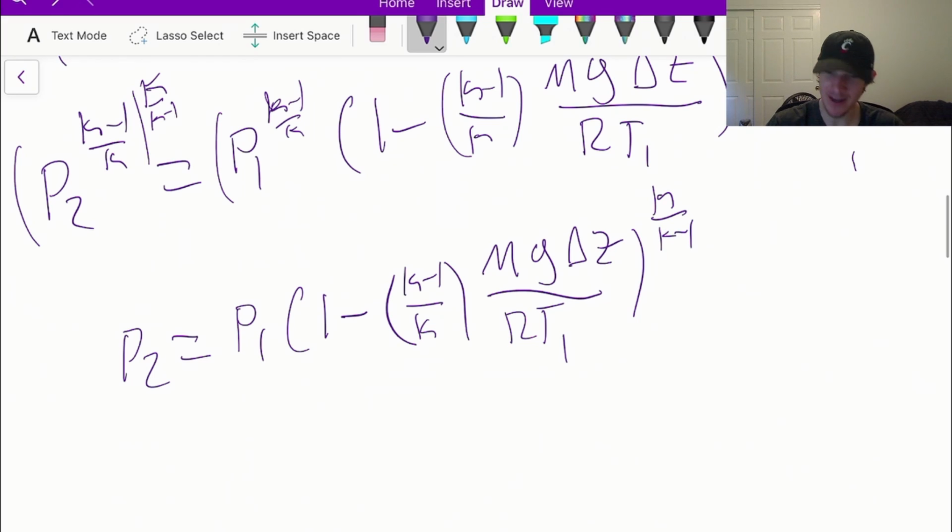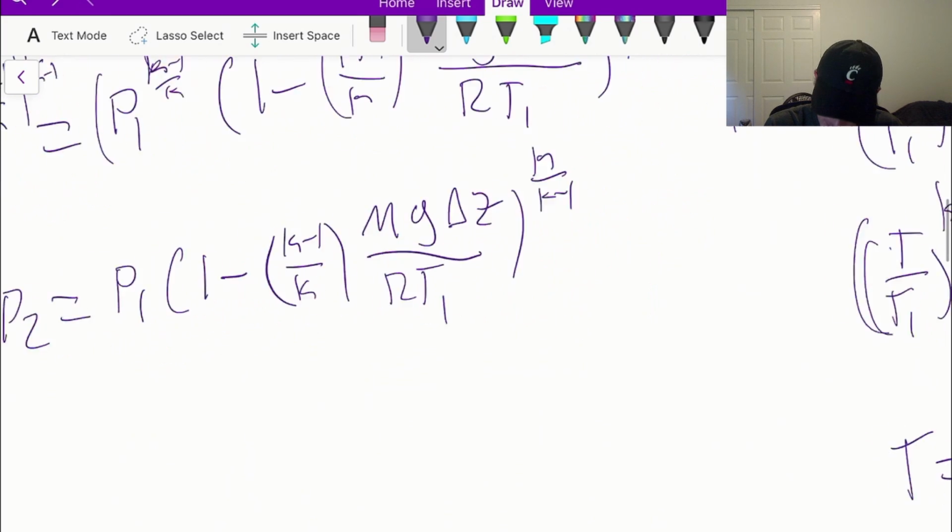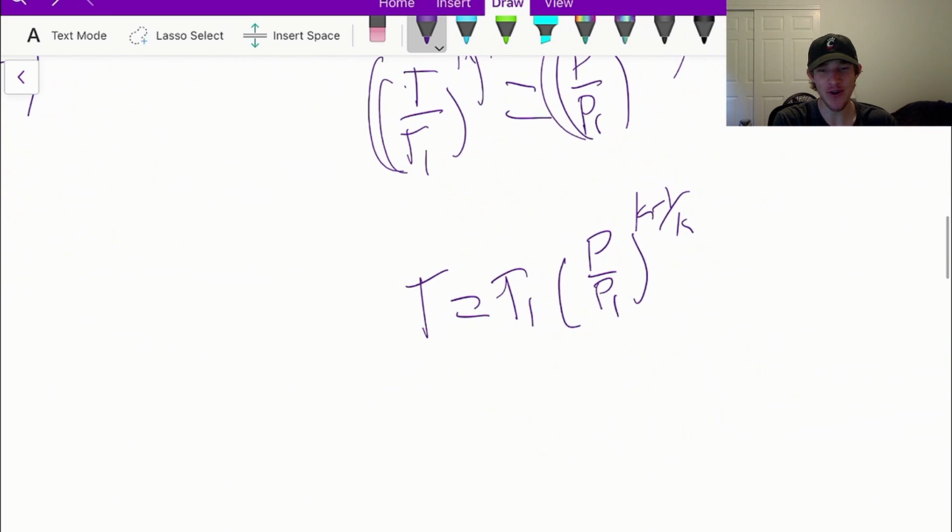over K minus 1. And there is the equation which relates the final pressure, assuming you know the change in altitude as well as initial pressure and initial temperature. But we want to get the equation for final temperature as well. And in order to do that, we just plug this equation back into this equation right here.